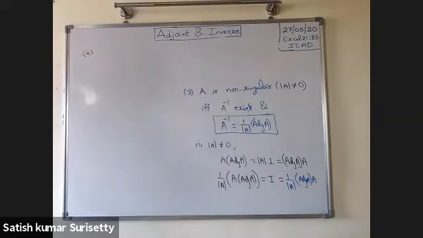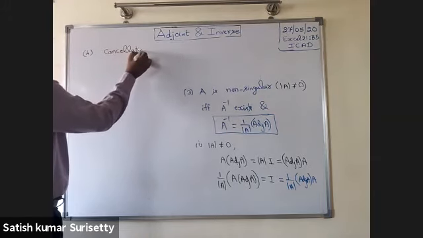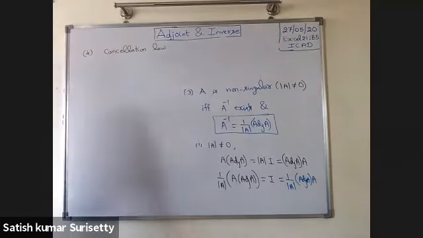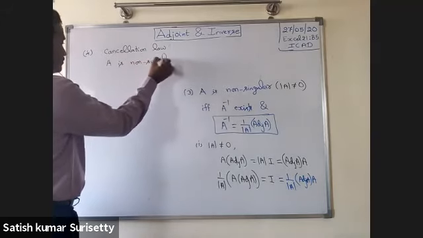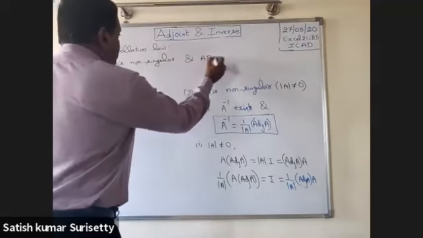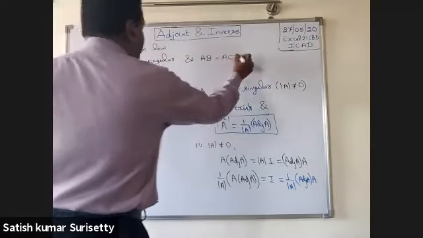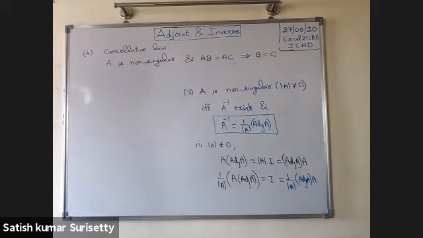Next property. Cancellation law. If A is non-singular and AB equal to AC implies B equal to C. That means the cancellation property holds true only when A is non-singular. Means determinant should be what? Not equal to 0.